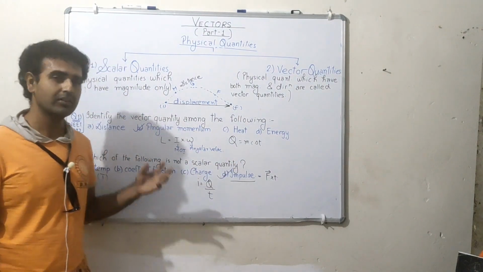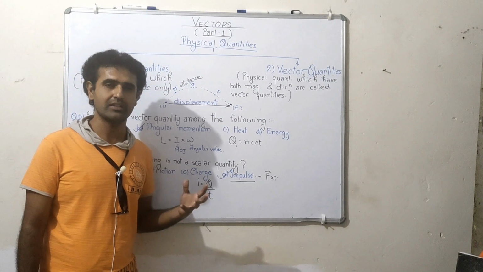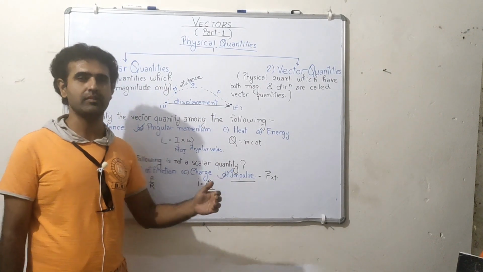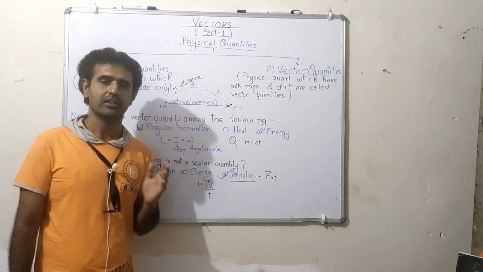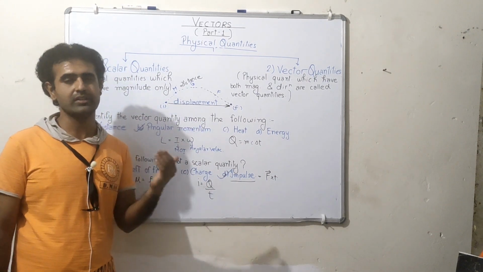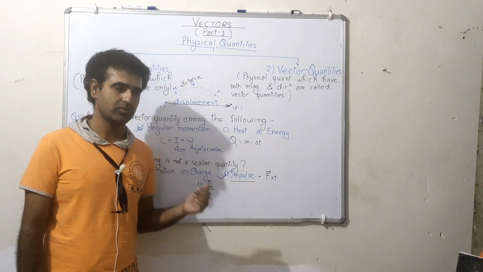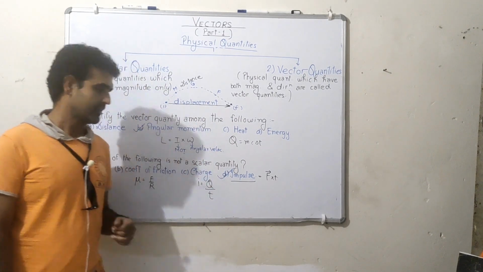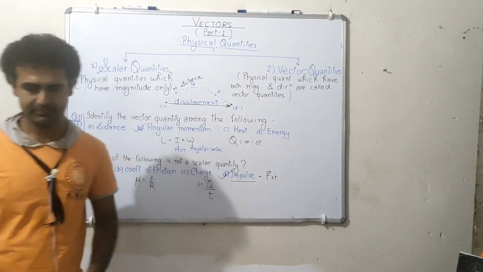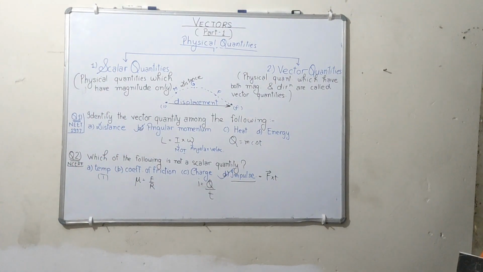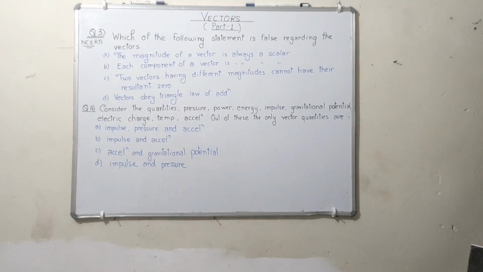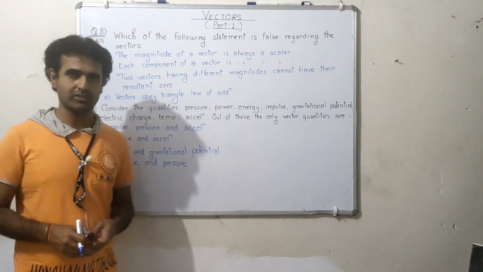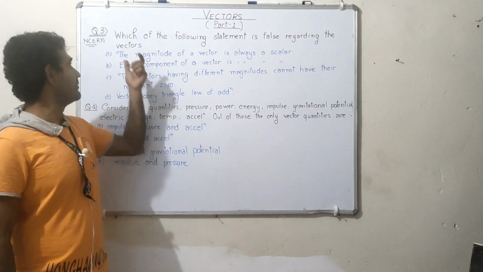Now there are many other quantities which are classified into vector and scalar. As we progress into the subject, we will come to know which are the quantities that are vector and which are scalar. So as we go forward, we will be able to categorize them. Let's see the next questions. Let's do some more questions on vectors.